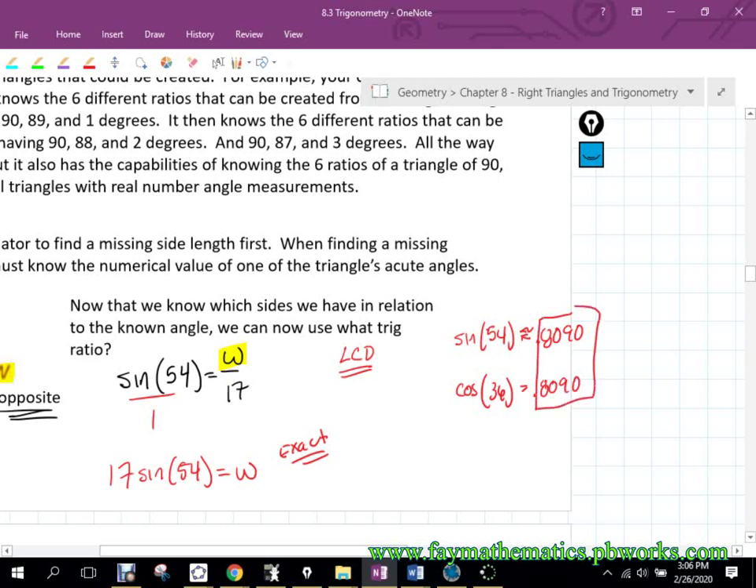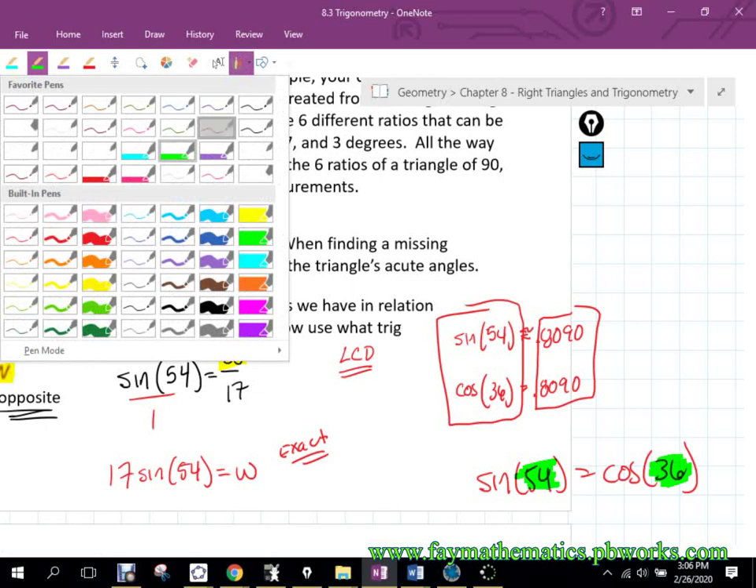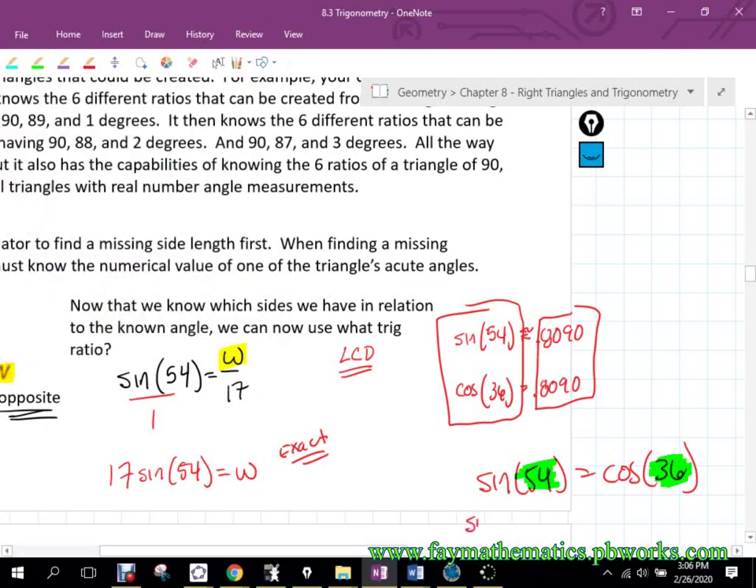So here's my question. Those two numbers are identical, right? What's that tell you about those two numbers? They're the same. Sine of 54 is the same thing as cosine of 36. What's the relationship between an angle of 54 degrees and an angle of 36 degrees? What do they add up to? 90. So two angles that add up to 90 are complementary, right? First two letters, complementary.